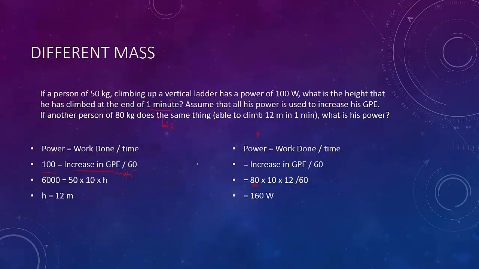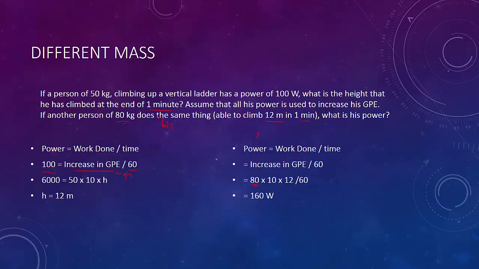So in this case, you find that the mass of these two persons is different, but if they are able to accomplish the same task, able to climb 12 meters in 1 minute, the second person, who is heavier, is actually more powerful in that sense, because even though he is heavier, he is able to do the same thing as someone that's lighter.